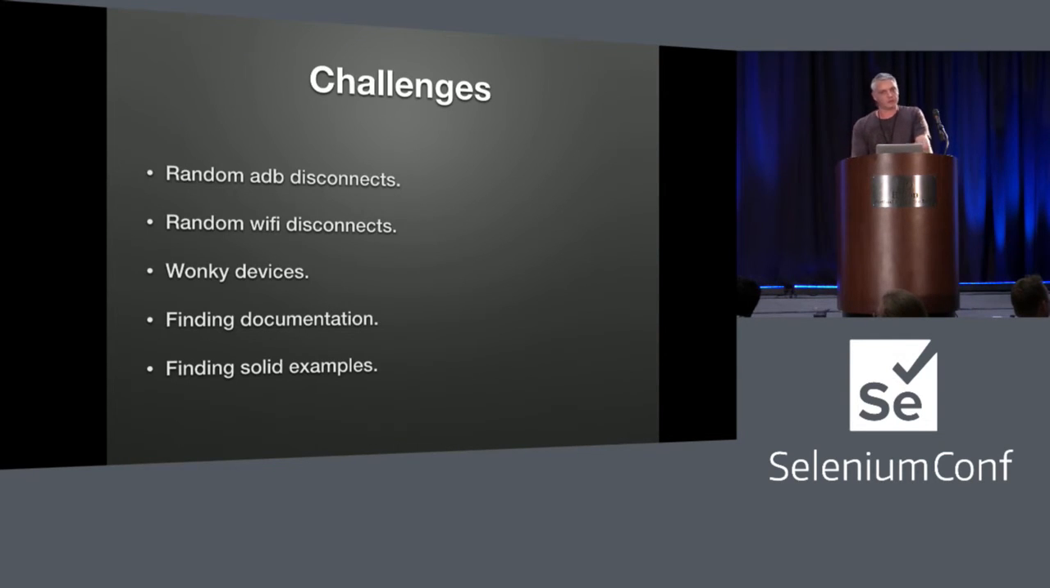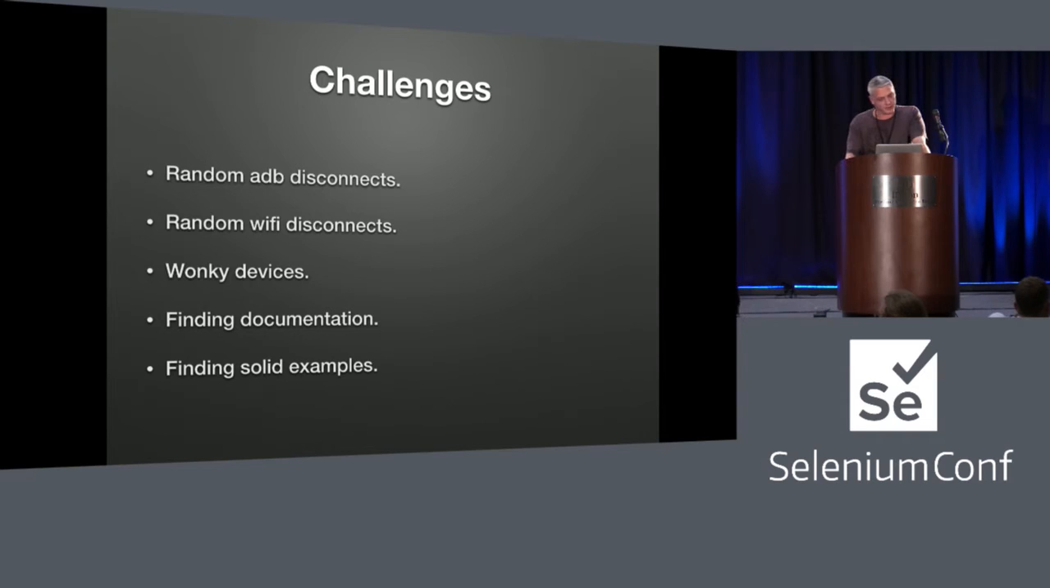So what are the challenges that I ran into with this? Using mobile devices, Android can be a little problematic where the ADB disconnects. Found a solution. It was challenging, but finally got past that. Random Wi-Fi disconnects with the Android devices. Not sure what's going on there. I'm still battling that one. Sometimes you just have bad devices. Every device is different, but some devices just act differently.